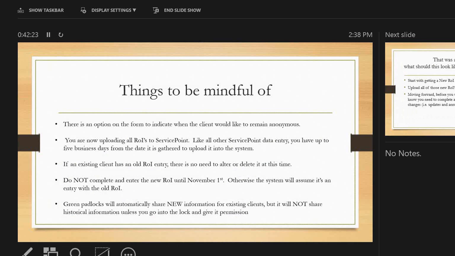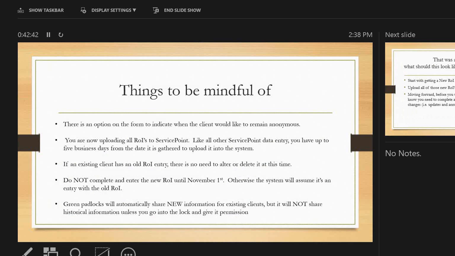If an existing client has an old ROI entry, there is no need to alter or delete it at all at this time. So we know that the client gave consent with the old ROI, we have a record of that, and now we'll have a record that they completed consent with the new ROI. Both of those decisions are valuable. We want to keep those records.